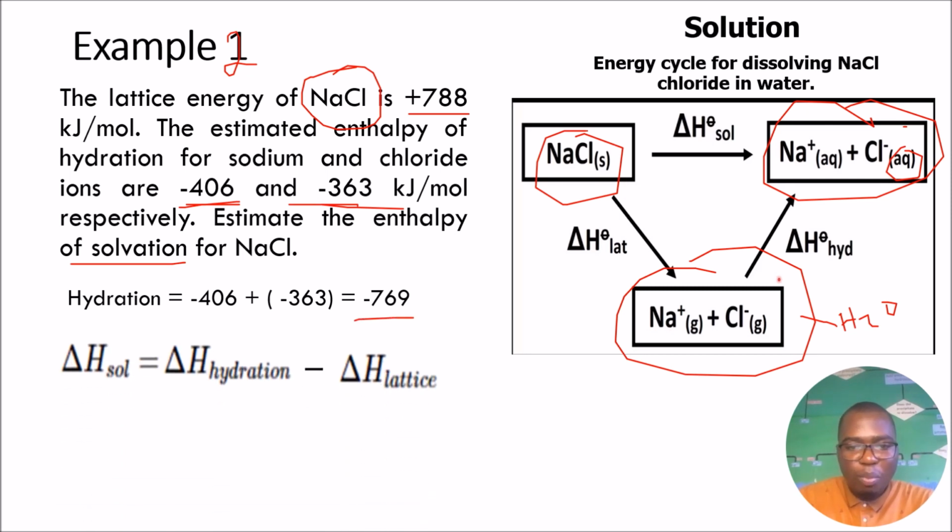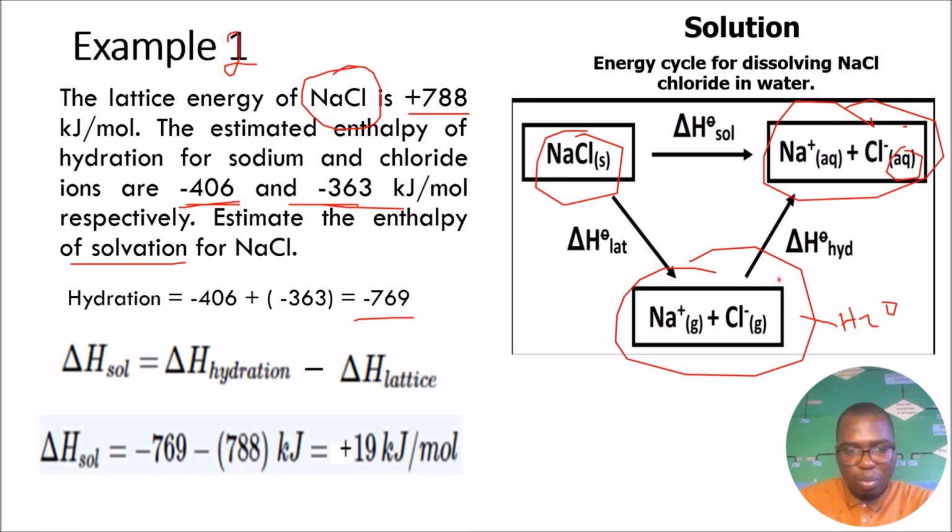Then you plug into the formula here, which says enthalpy change of solution is equal to enthalpy change of hydration minus the lattice energy. So you just plug in those values and you come up with your positive 19 kilojoules per mole.